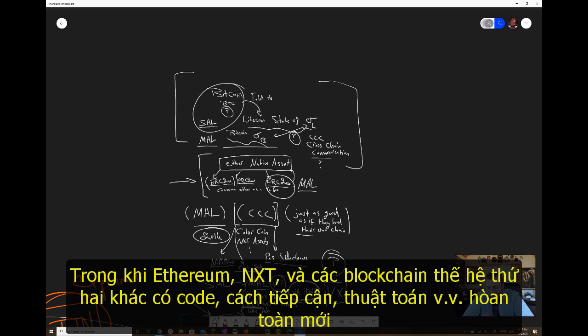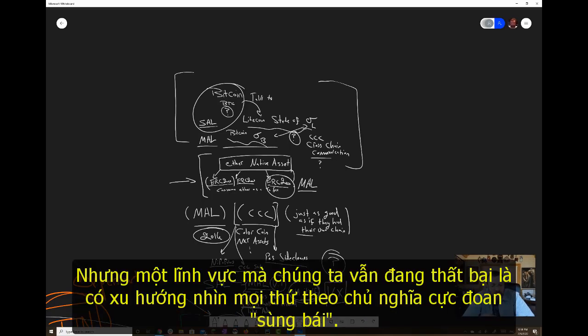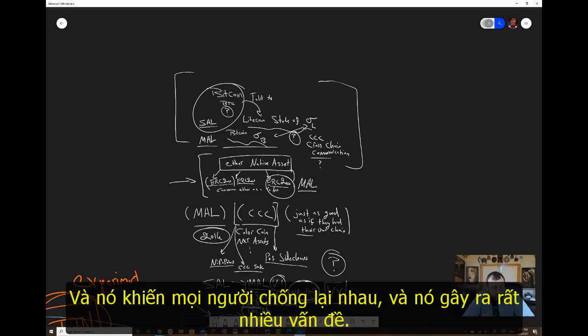Whereas Ethereum and NXT and these other second generation systems were completely new code, a completely new way of looking at things, totally different algorithms, and so forth. So there's just been an enormous amount of evolution. But one area where we are still failing is there's a tendency to look at things in a zero-sum way. There's a tendency to look at things like maximalists. And it's just so counterproductive, and it turns people against each other, and it causes lots of problems.